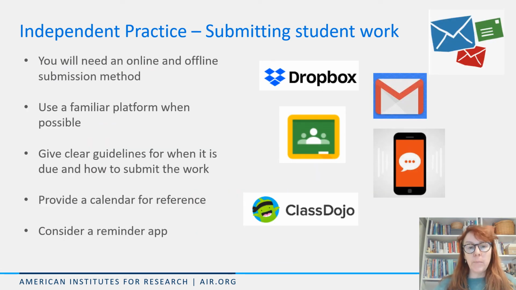I also need to think about how students are going to get their work to me. Plan for both an online and an offline method for work submission. If students and parents are already used to a school platform, such as Google Classroom or ClassDojo, continue using what is familiar. As I've said many times before, communicate with students and parents as to due dates and how to submit the work. If you have calendar entries for due dates, see if you can include the submission link as well. And a reminder app can be very helpful for parents who are managing multiple kids in multiple grade levels.